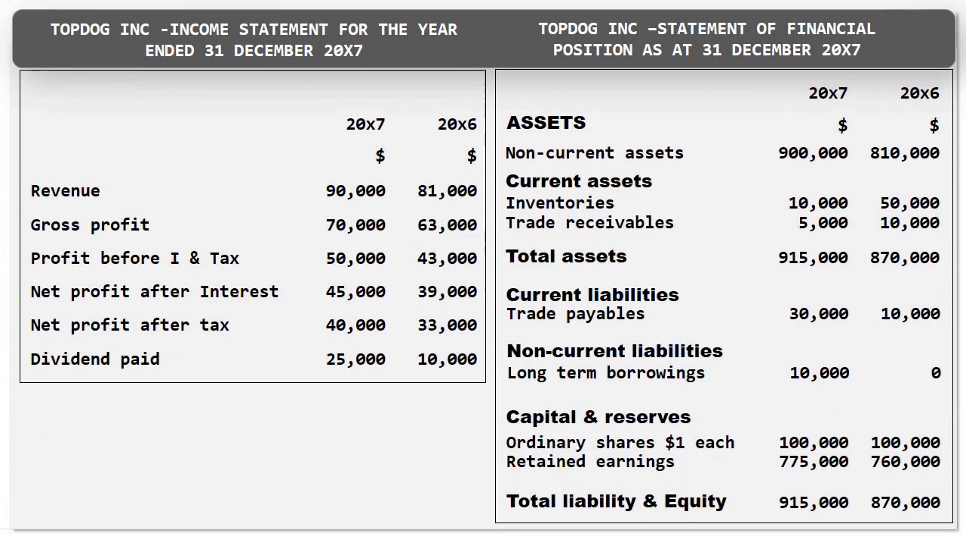Now, let's look at an example. These are the financial statements of Top Dog Inc. for the years ended 20x7 and 20x6.